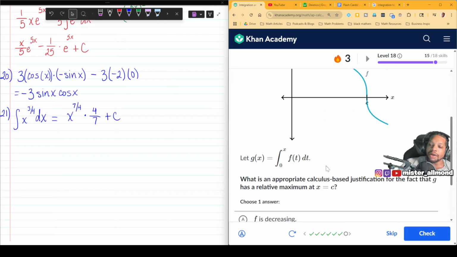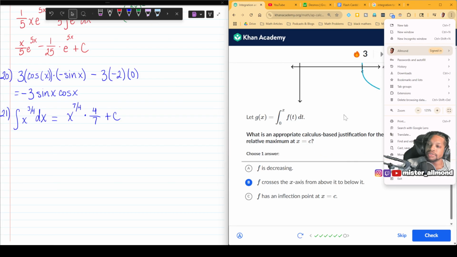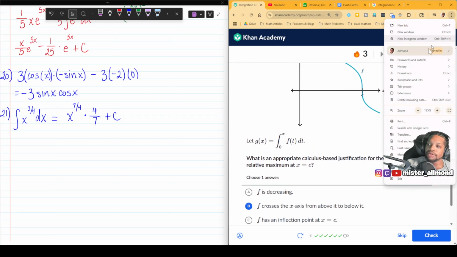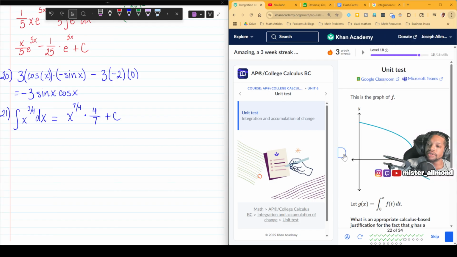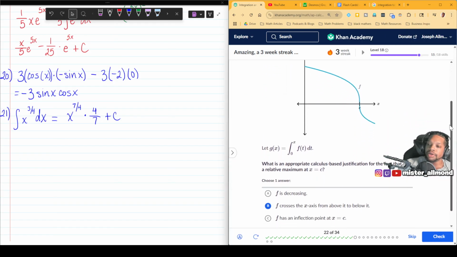At first glance, I want to say B. Let me zoom out just a little bit so we can see everything at once. Let me zoom out a little more. Hopefully y'all can read the words when I zoom out this far. Okay, so G has a relative maximum. So if I were to show my work, yeah, you think B? Okay, me too. All right, so for number 22, G prime equals F.